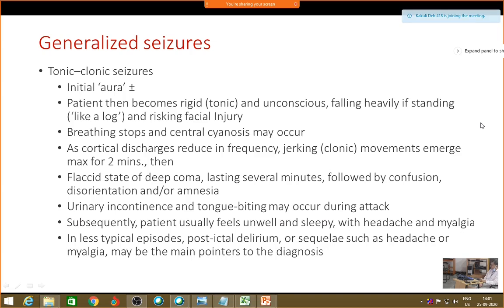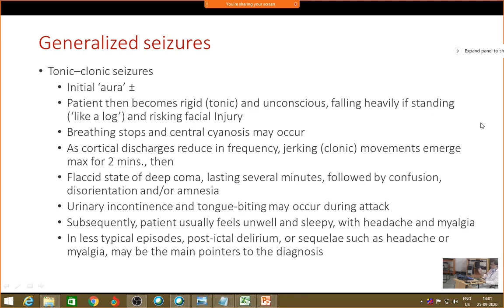And during that time, because the person loses consciousness, they fall down. Whatever activity they have been doing, they will fall and injure themselves. The breathing stops, and because there is lack of respiration, the person also develops central cyanosis.